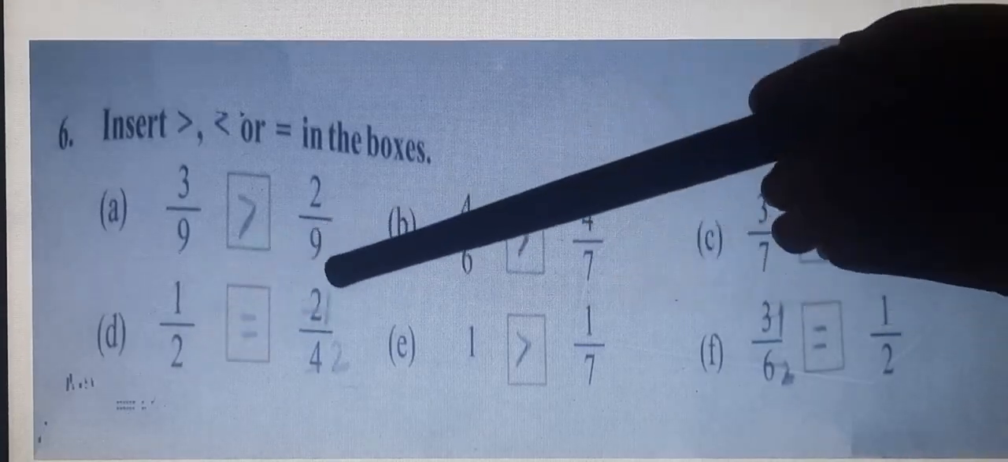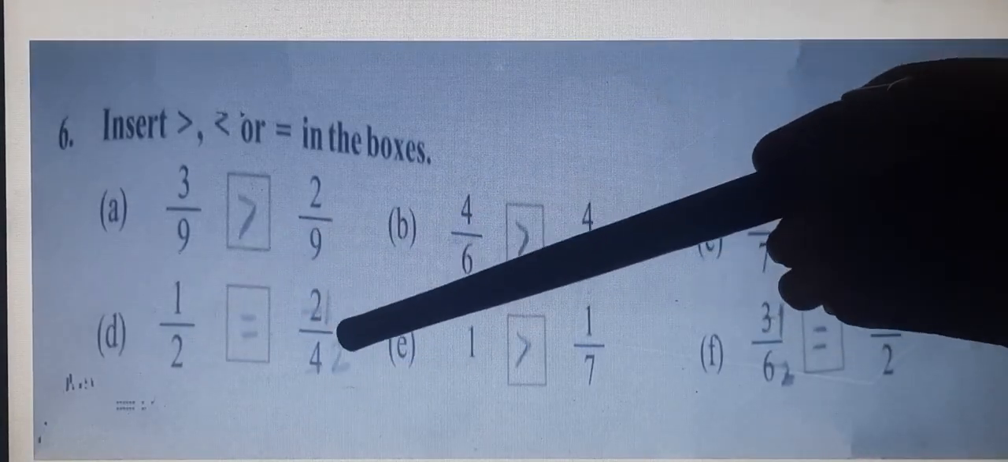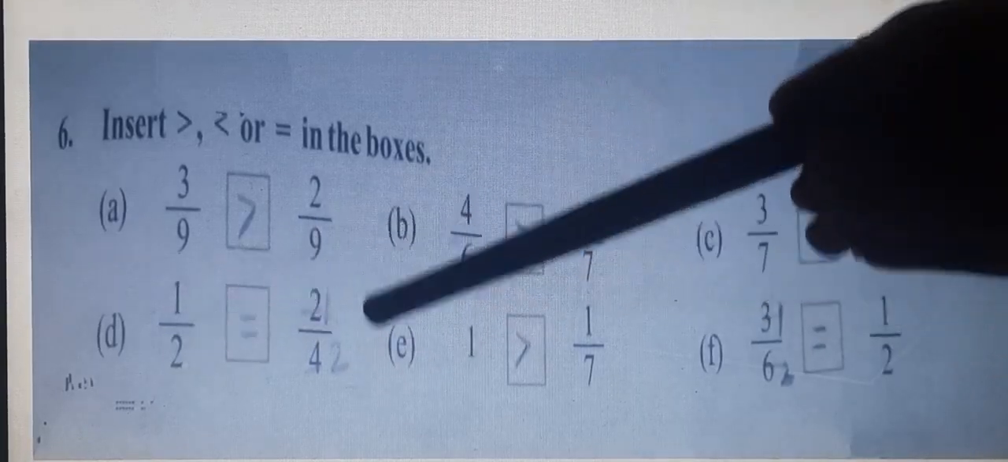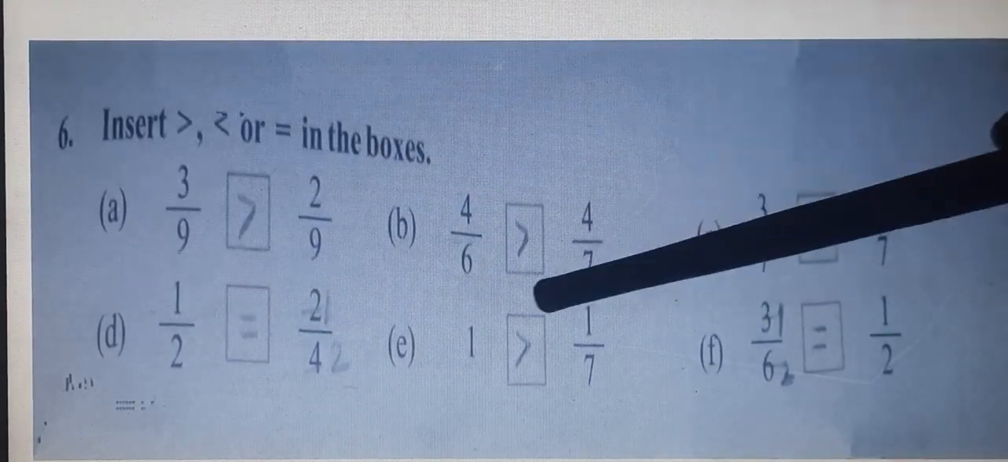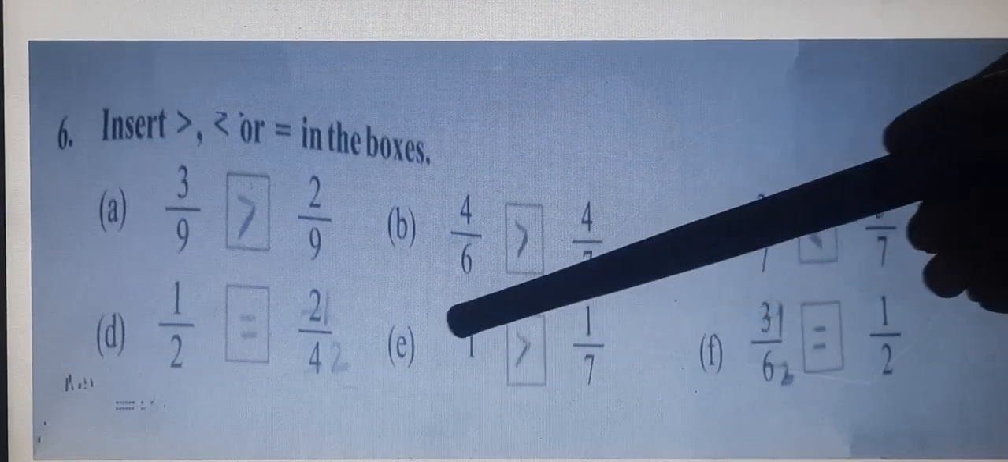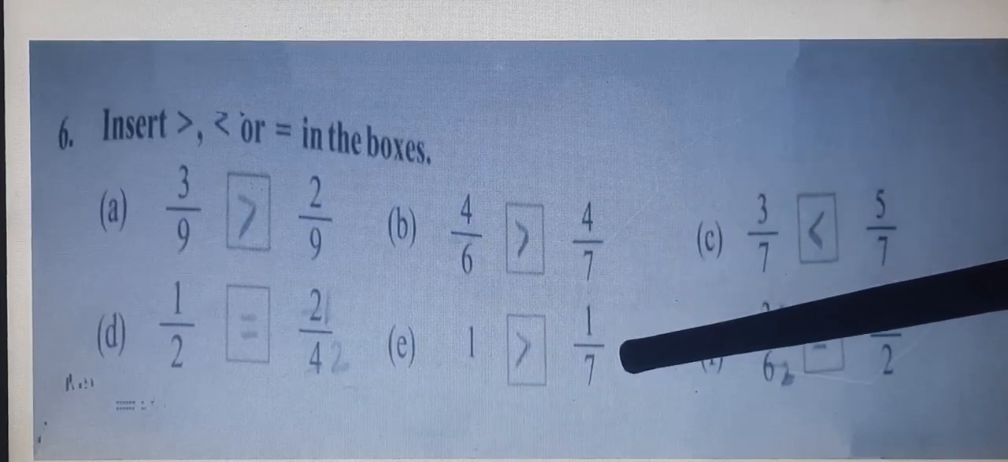And now 1 upon 2, 2 upon 4. We can reduce it into lowest form. 2 ones are 2, 2 twos are 4. 1 upon 2, 1 upon 2. So we will put equal sign. 1 upon 7. This is fractional number. This is whole number. Whole number is always greater than fractional.